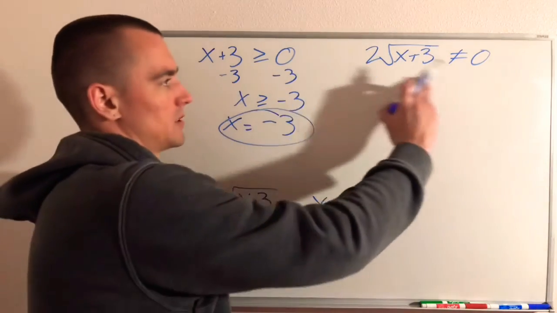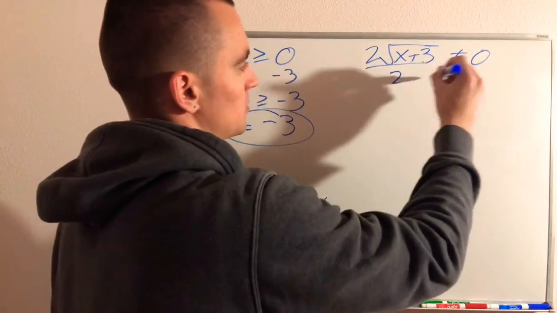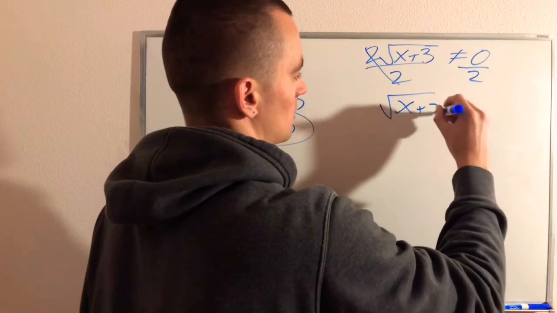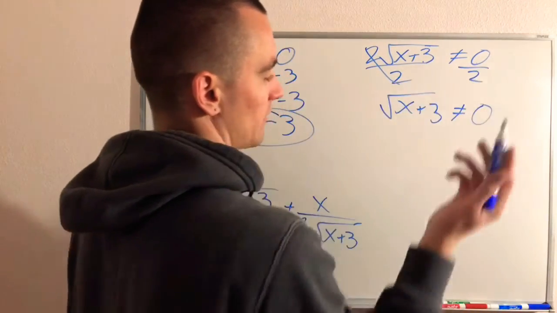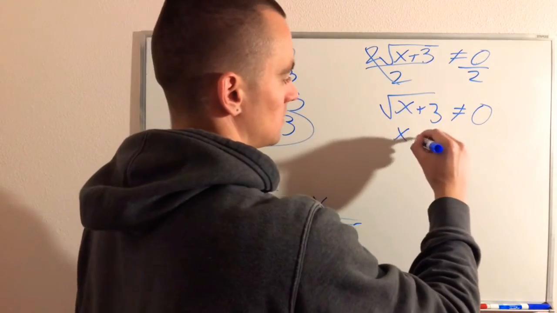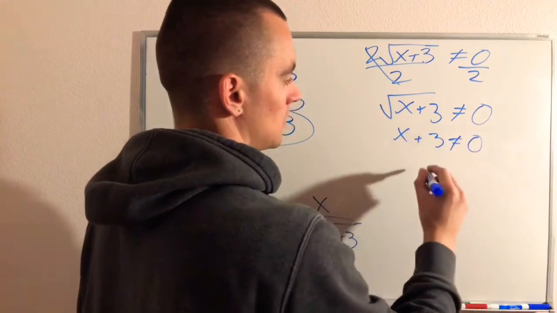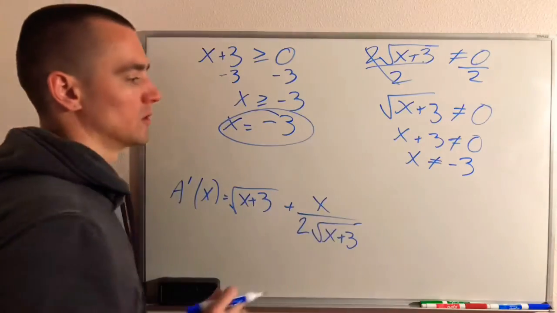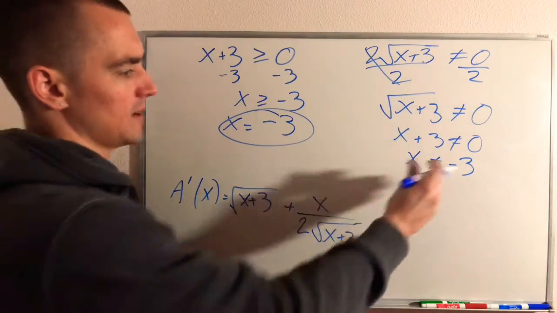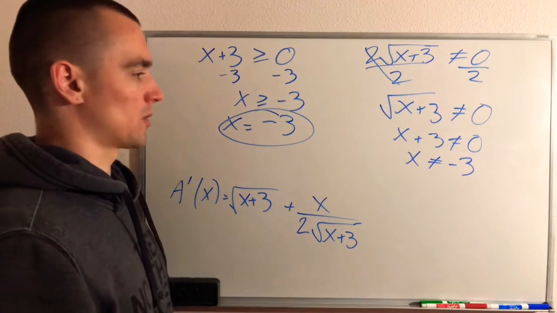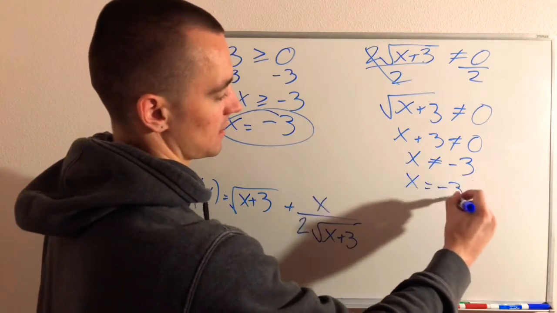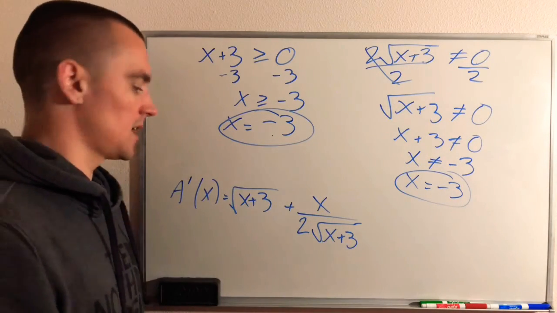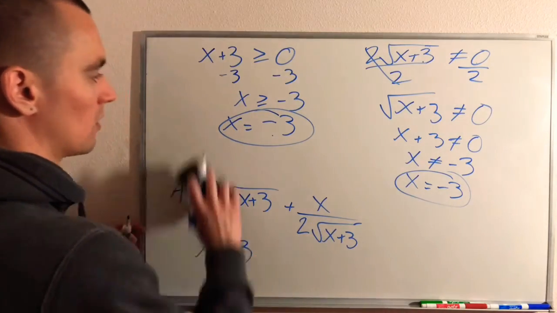So we also need to solve this equation. So we could divide both sides by 2, and that would cancel there. We would have the square root of x plus 3 does not equal 0. 0 divided by 2 is still 0. Square both sides, and then subtract 3 from both sides. So x cannot equal -3. So if x equals -3, we're going to divide by 0, and that's going to cause a problem. But again, that just gives us x equals -3, which we already had as a critical number for over here. So figuring that out just told us x equals -3 is one of our critical numbers.